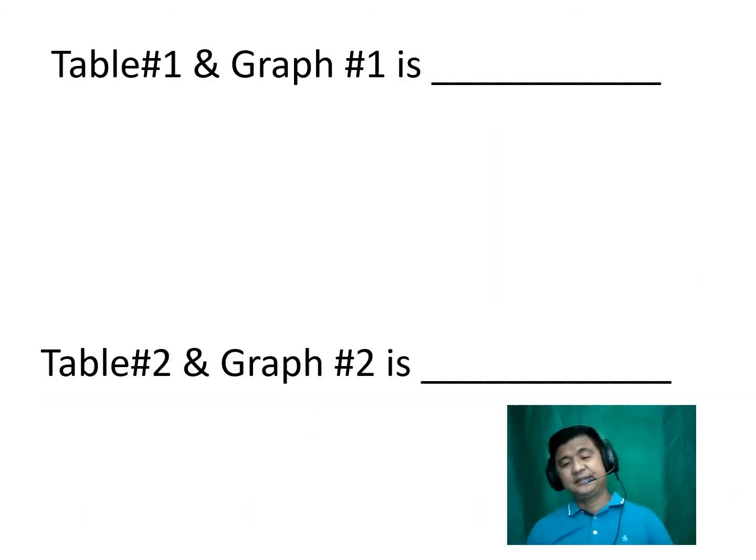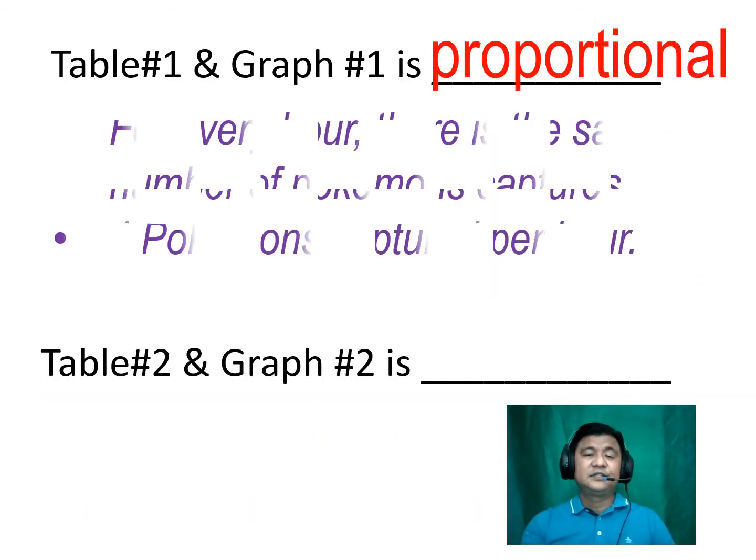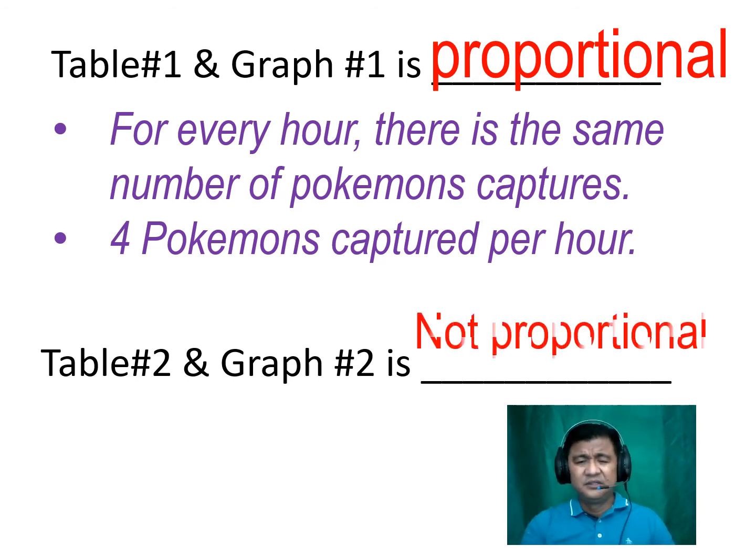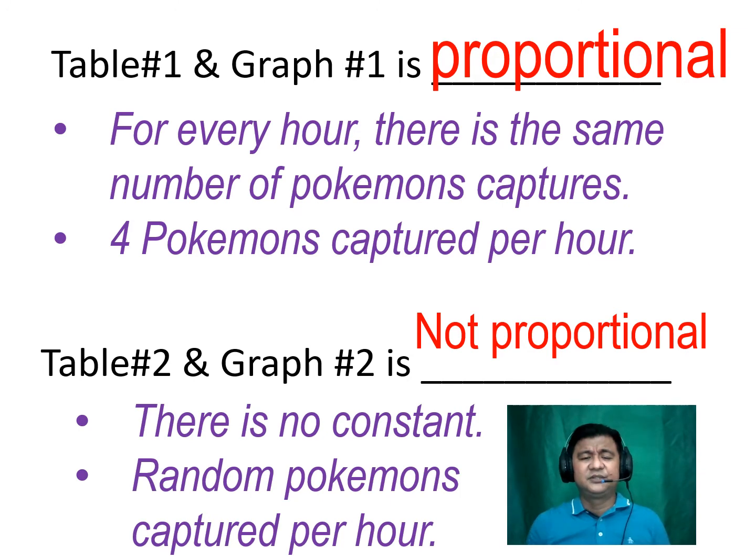So again, let's say graph number one is proportional. Why? Because for every hour, there is the same number of Pokemons captured. We saw that a while ago. For every hour, 4 Pokemons. But the second one, no, not proportional. For every hour, there are different numbers of Pokemons captured. There is no constant number of Pokemons captured per hour.